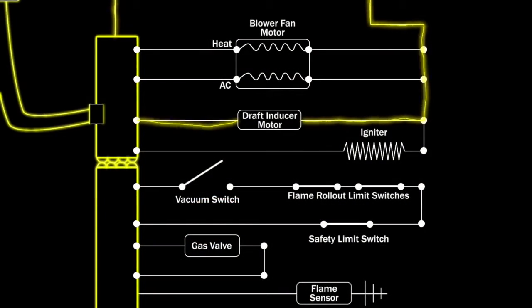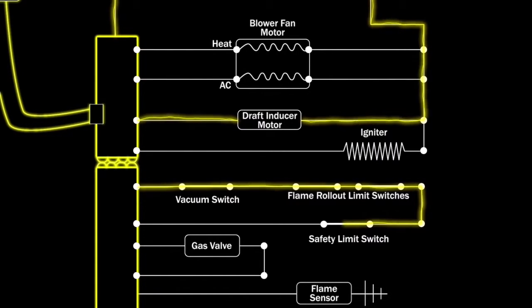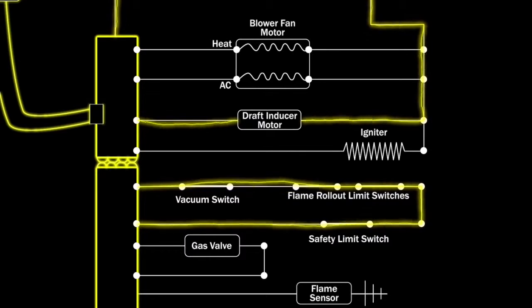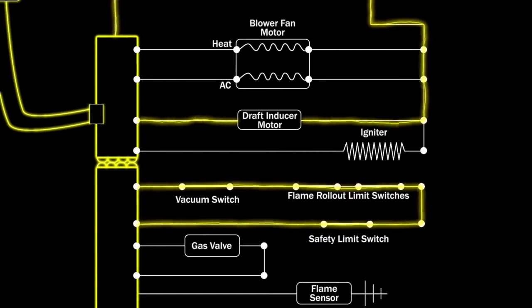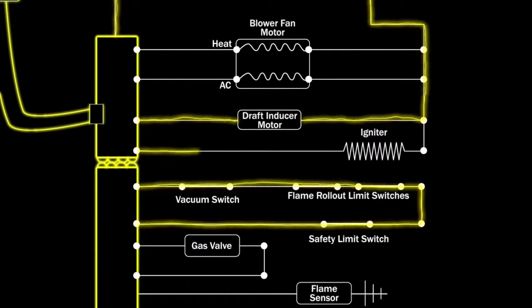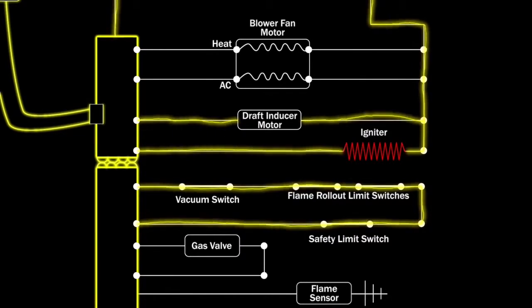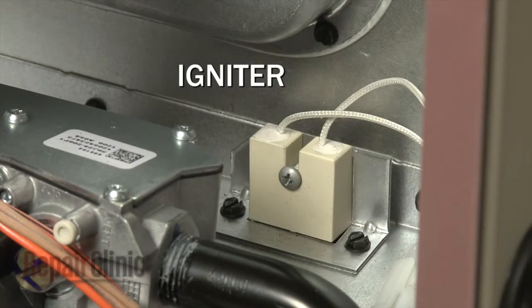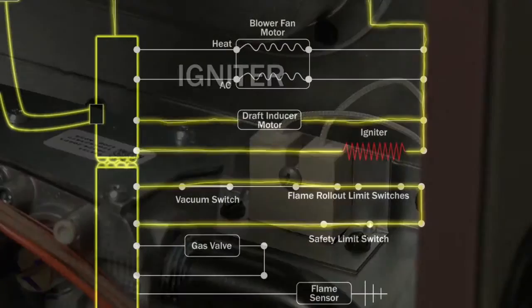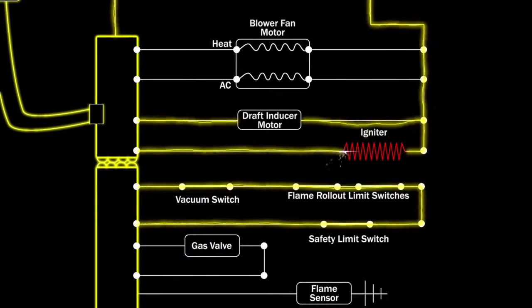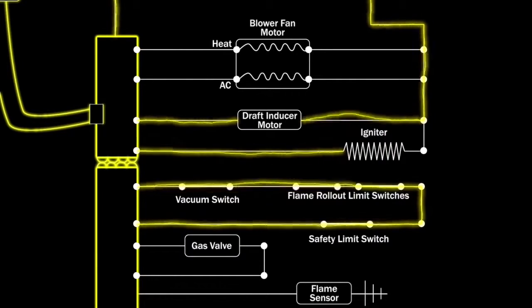If the inducer motor does not turn on or runs too slow, the vacuum switch will not close and the ignition sequence will stall. Once the vacuum switch closes, 24 volts will travel through the switch and one or more limit switches, allowing the control board to continue the startup. The control board now sends 120 volts to a glow bar style igniter, depending on the model. A defective igniter will halt the ignition sequence and prevent the furnace from heating.